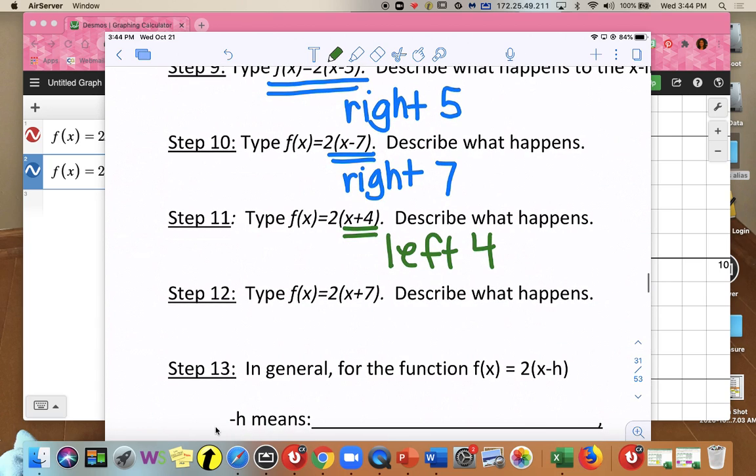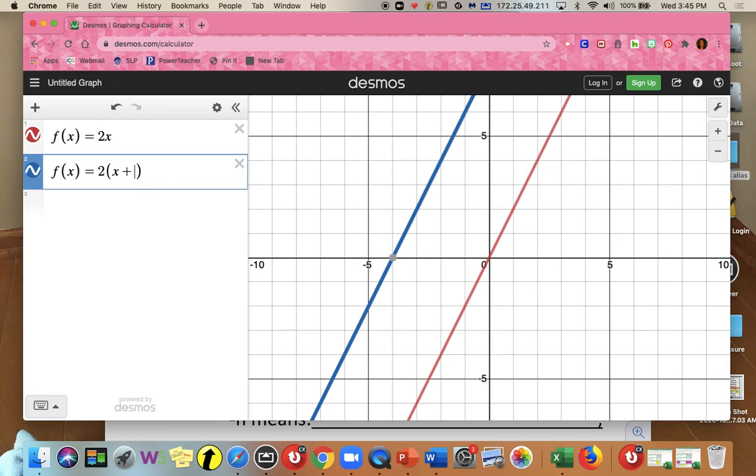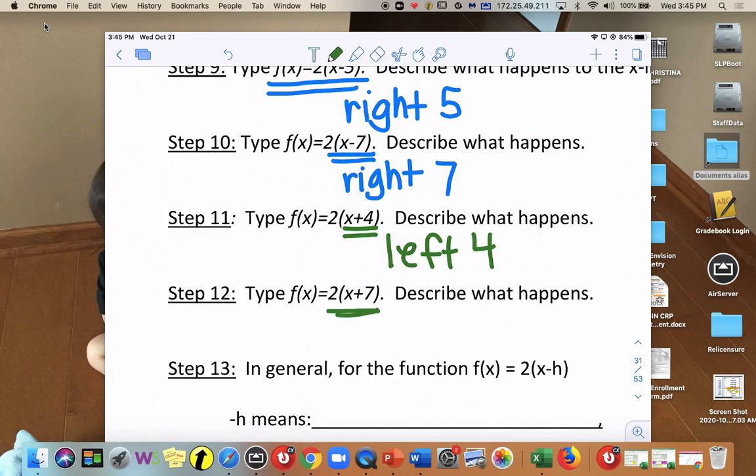All right, let's do 2 times (x plus 7). Again, make a prediction. What do you think will happen? And I'll change my 4 to a 7. And if you predicted that it moved to the right 7, you would be incorrect. So this plus 7 is to the left, not right, left 7.